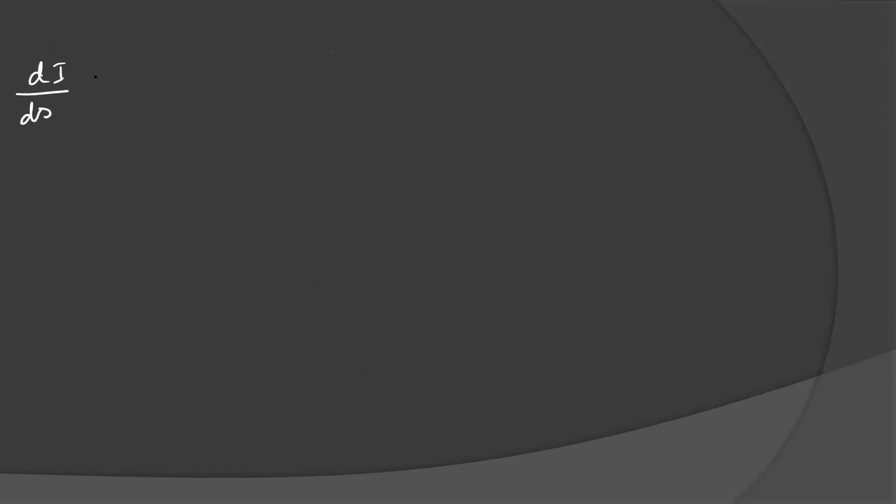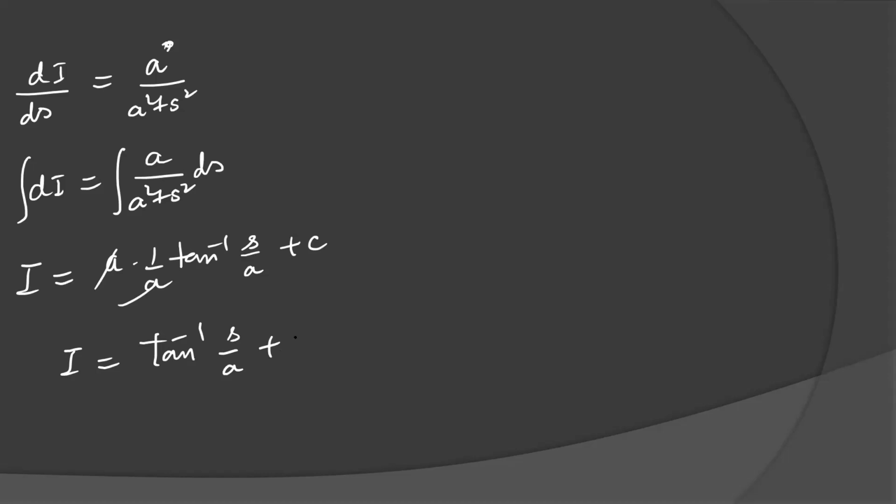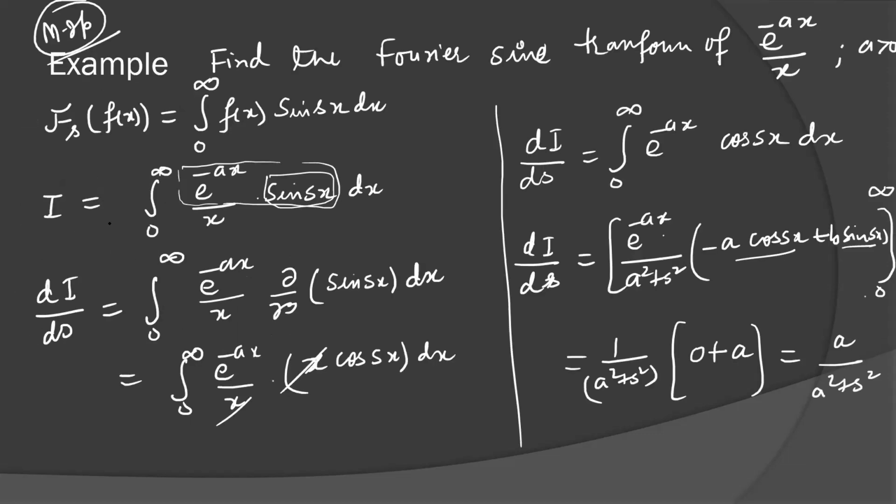It means dI by ds is a over a square plus s square. So if we solve this differential equation, a over a square plus s square ds, now if you integrate both the sides, the integration is equal to a into 1 over a tan inverse s over a plus a constant c. a is cancelled out, so the integration is tan inverse s over a plus c. Now our aim is only to find this constant c. How can we find this? We can see this integration, this is a function of s only.